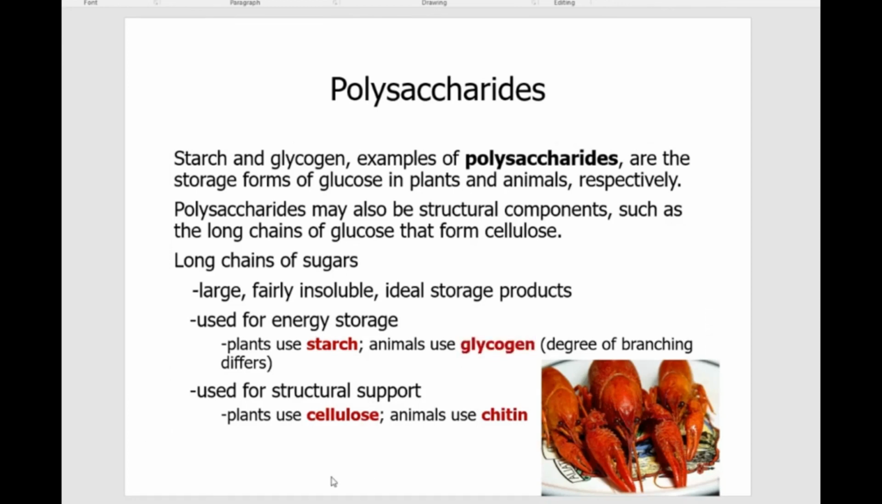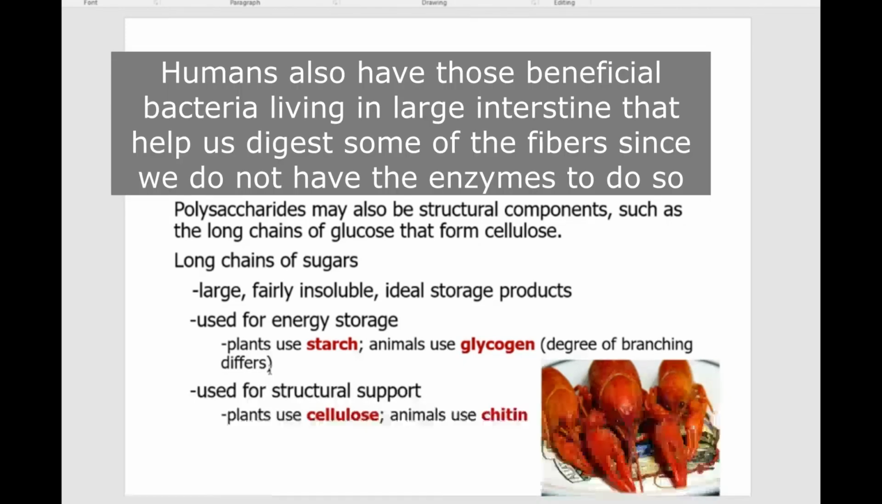The next function for polysaccharides is often structural support, which we mentioned earlier. Plants use cellulose. It's very hard to digest. Humans don't have the enzymes to digest cellulose, so those fibers are indigestible to us. But some animals like cows, sheep, buffaloes, they have special bacteria in their stomach that can help them break down the large cellulose fibers.